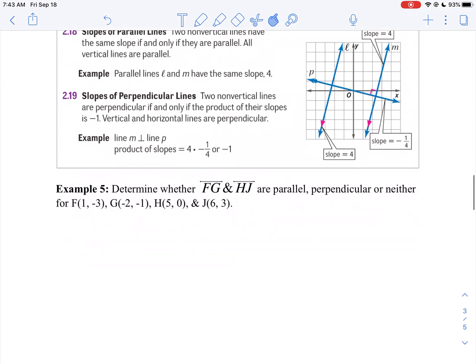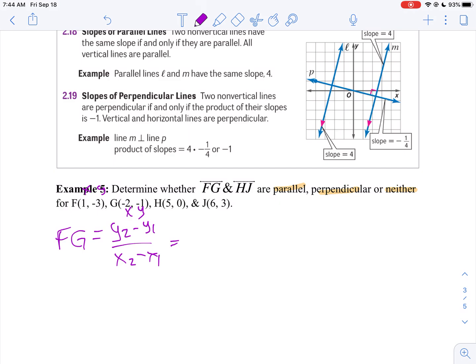I want to determine whether FG and HJ are parallel, perpendicular, or neither. Well, let's find the slope of FG. Remember, slope is y2 minus y1 over x2 minus x1. So I'll label those x and y. Notice we do not subtract in the same ordered pair. We subtract the y's in each one. The order doesn't matter. Since G comes second, I'm going to call that my second point.